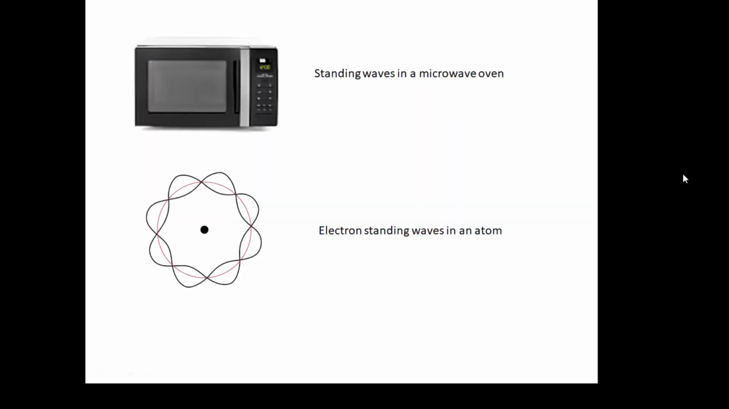Here are a couple more standing waves. In a microwave oven, we get standing waves set up, which heat up the food. This is why we have a rotating turntable, so that all of the food gets hot. You might have seen an experiment where, if you take the turntable out, you can measure the speed of light using a microwave oven and some chocolate or marshmallows. YouTube it, it's pretty amazing.